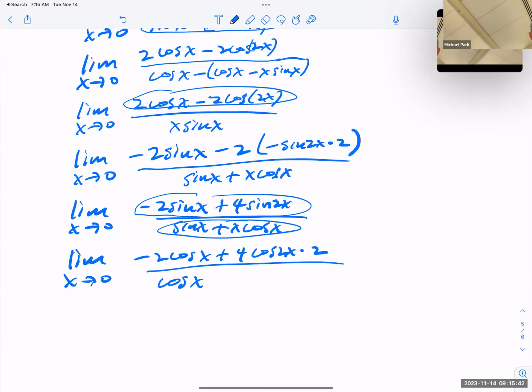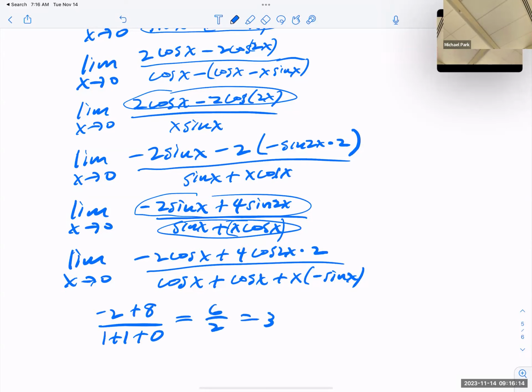Cosine x plus, now we have to use the product rule on this. So derivative of the first, which is 1, leave the second one alone. First one, the derivative of cosine is negative sine x. There you go. Now can you plug in 0 and get something? And the answer is yes. If you plug in 0, you get -2 plus 8 all over 1 plus 1 plus 0, which is 6 over 2, which is 3. I like that. I really like that problem.